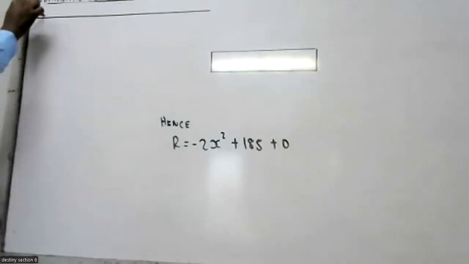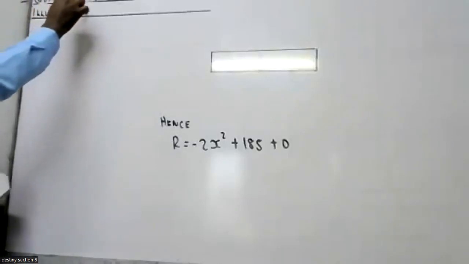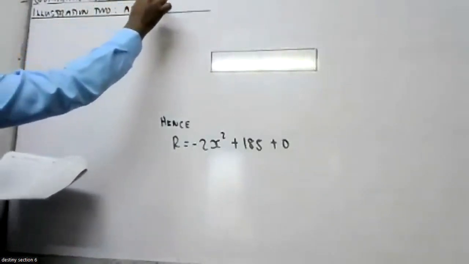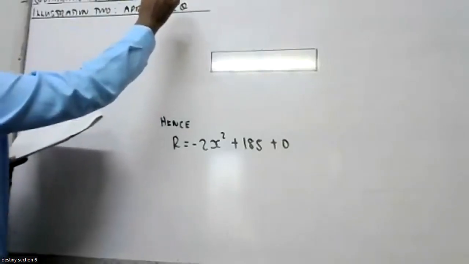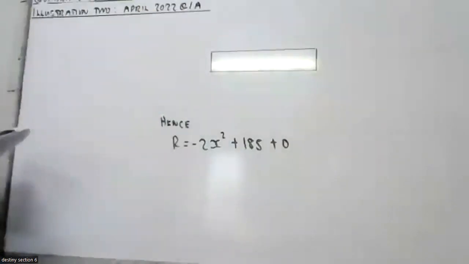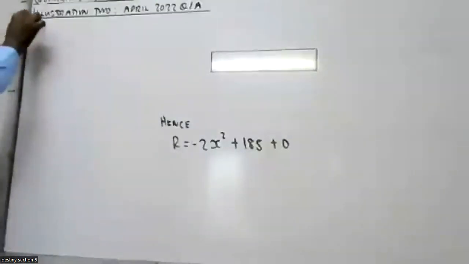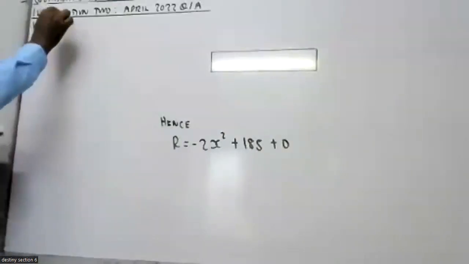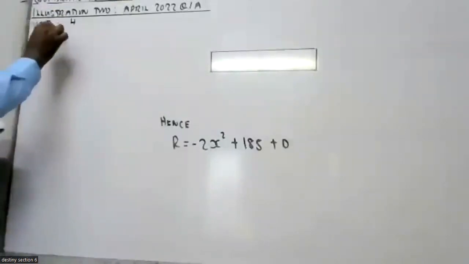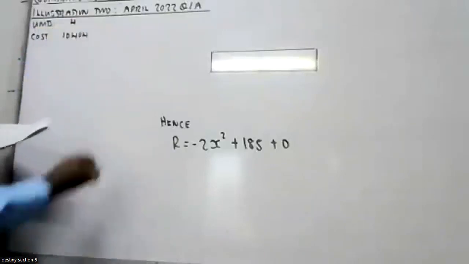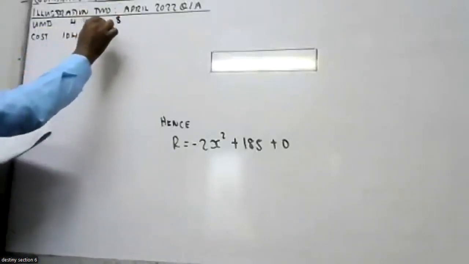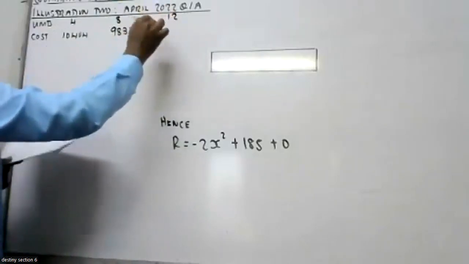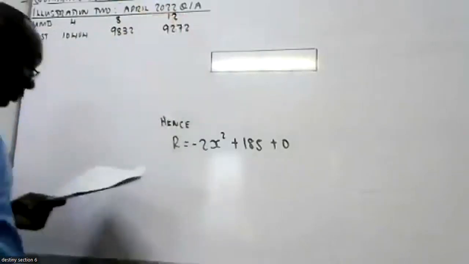Let's look at another illustration. Illustration 2. I want to use some data I'm extracting from April 2022. Question 1A. So here we are just given units and the costs. The units are 4 here, the cost is 10,404. Then we have 8, the cost is 98.2. Then other units are 12, cost 92.72.